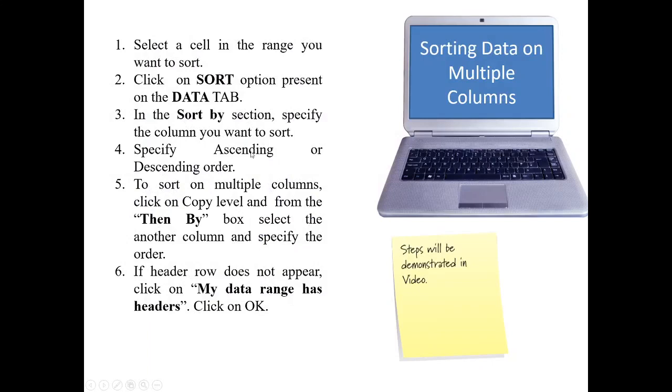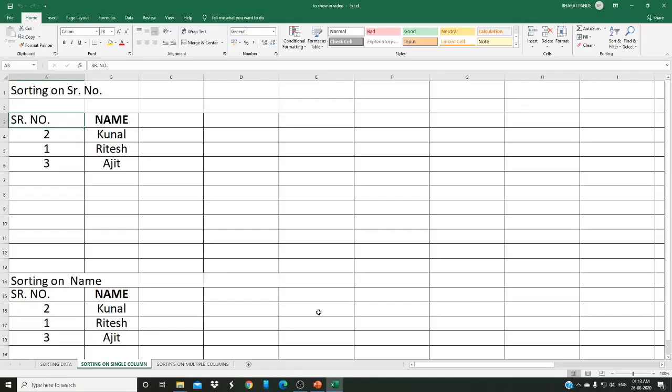These are the steps to sort data on multiple columns. The steps will be demonstrated in the video. This video demonstrates sorting on a single column. Observe, students, this data is copied at two places. Here we will be sorting on serial number, while here we will be sorting on name. So we need to select the whole data.